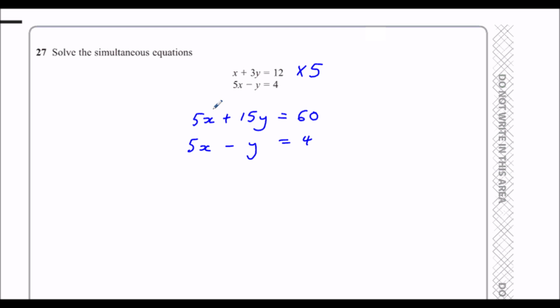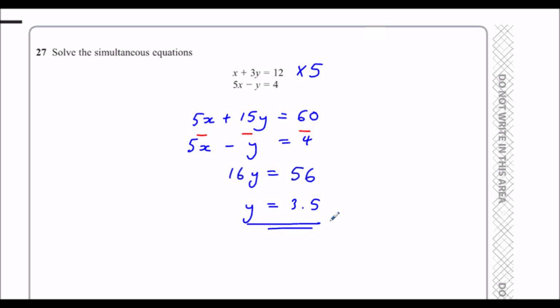So now I want to get rid of the 5x. I'm going to do that by subtracting the bottom equation away from the top equation. So 5x take away 5x is nothing, it's gone. 15y take away minus y. So it's take away a negative, it means plus. So 15y plus 1y is 16y. And 60 take away 4 is 56. I'm going to divide both sides by 16. So 56 over 16 is 7 over 2, or 3.5.